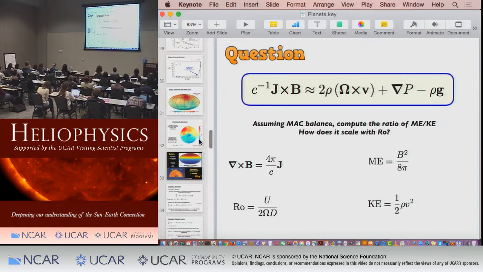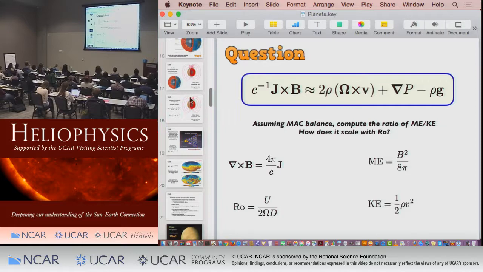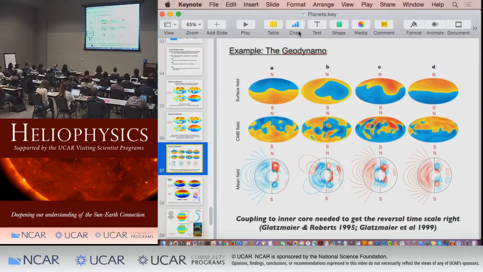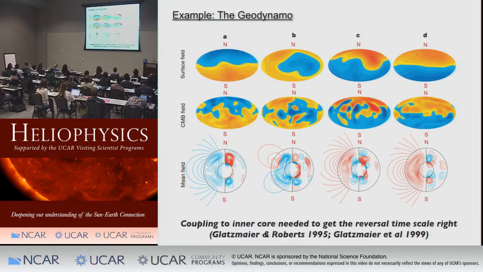Go back to geodynamo. Let's see, it was here. Yeah, so this 1999 paper, they have a few more examples. So this is a reversal, and they have others. This is a more careful study about basically how the inhomogeneity of the heat flux in the inner core affects the reversal rate.